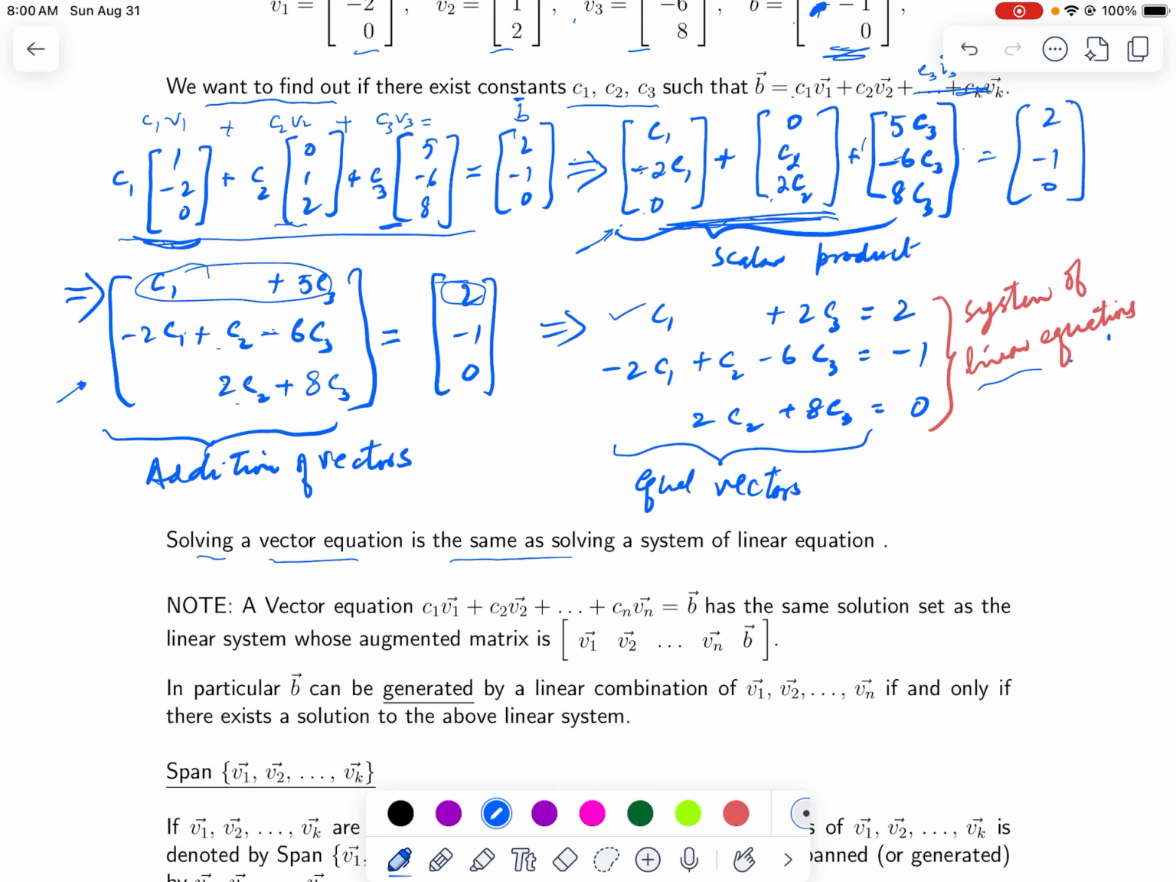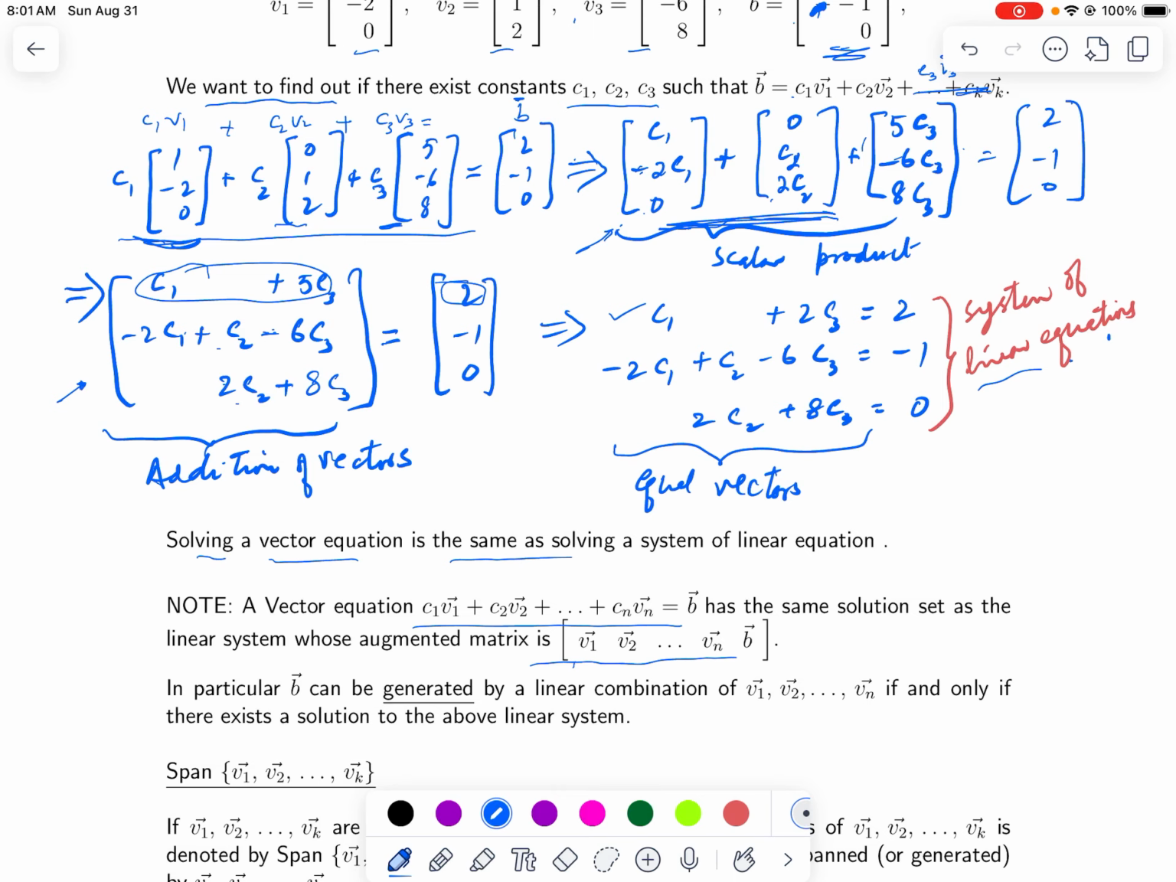Okay, note here from the above example that I showed you, we can say that a vector equation, which looks something like this, has the same solution set as the linear system whose augmented matrix is this, where the first column is the entries of the v1 vector, the second column is the entries of the v2 vector, and so on. Vn is the entries of the vector vn, and then the entries of b will be the last column.